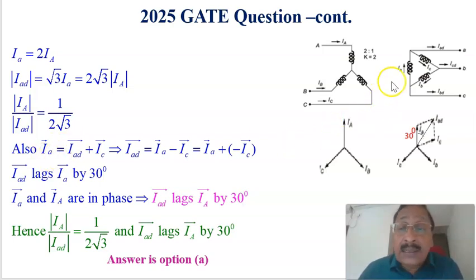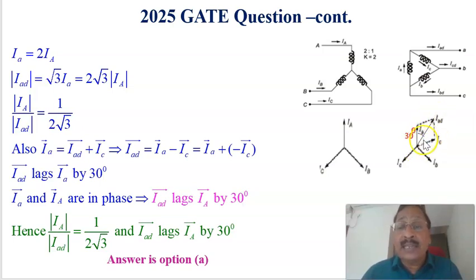One way of representing this: if you apply Kirchhoff's current law to this junction, current coming towards the junction, ia is equal to IAD plus ic. Or we can say that IAD is equal to ia minus ic, or ia plus minus of ic. Minus of ic is added vectorially, and this vector is called IAD.